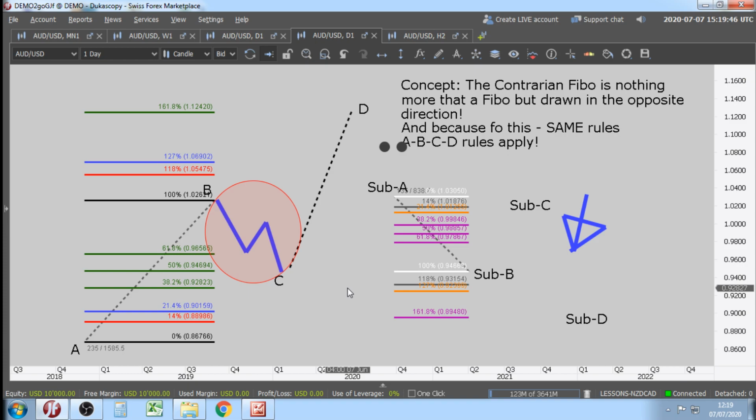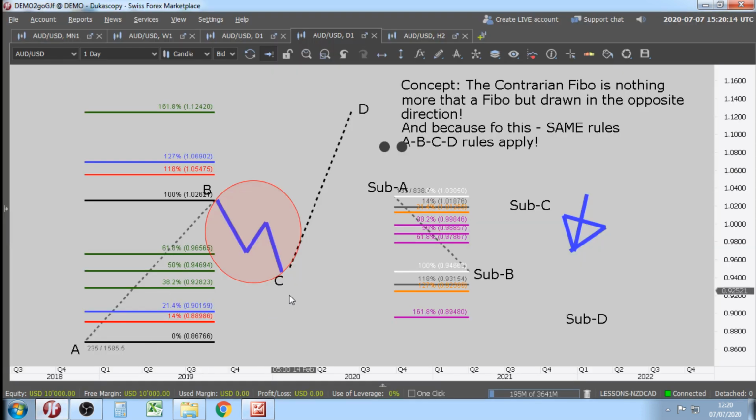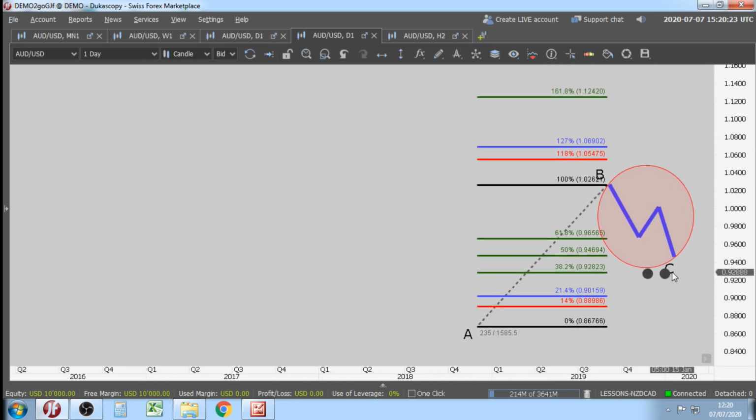Okay, so going back to the picture, everybody, we are going to trade retracement, or we are going to find the C of the original Fibonacci, and the trading rule number 1: until the D extension of the contrarian Fibonacci is still inside the AB boundary of the original Fibonacci, you are entering trades with a probability of 50-50. What does this mean? So let's say that I have just this one, right? And I'm here, and this is my C, right?